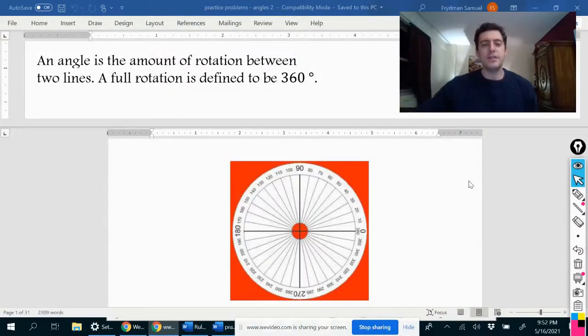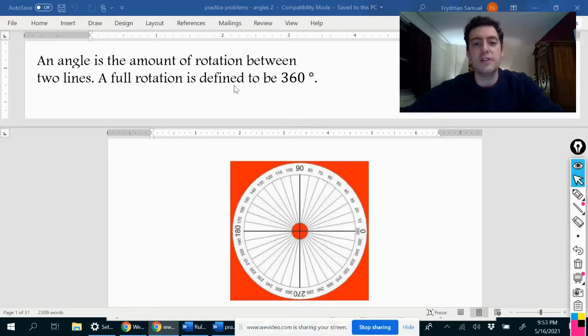Hi everybody, in this video we are going to talk about measuring angles using a protractor, but before we can do that we need to know what an angle is. So, an angle is the amount of rotation between two lines. A full rotation is defined to be 360 degrees.